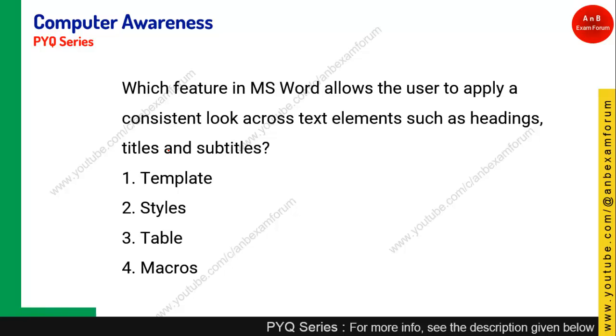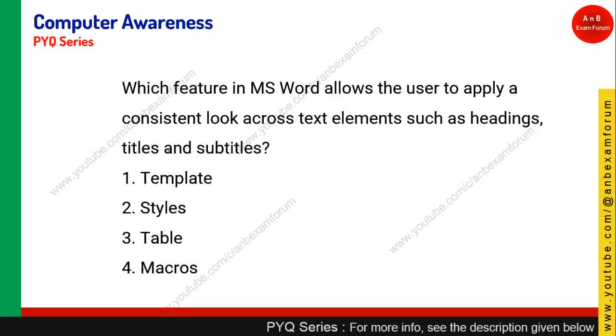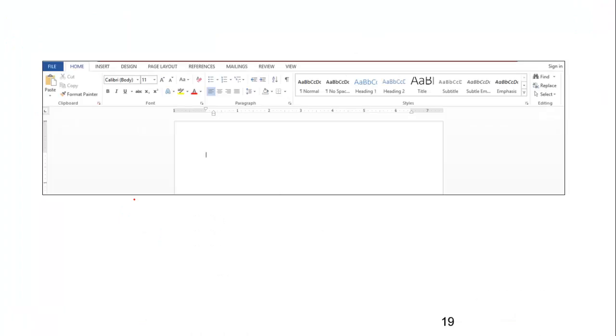Coming to the next question, which feature in MS Word allows the user to apply a consistent look across the text elements such as heading, title, subtitle? So MS Word is again the second question we are looking into in this particular paper, and if you want to have a consistent look for text, heading and title, subtitle, we are going to use styles. Okay, I think it is there. I will see. Yeah, so this is the image snapshot. So all these are styles.